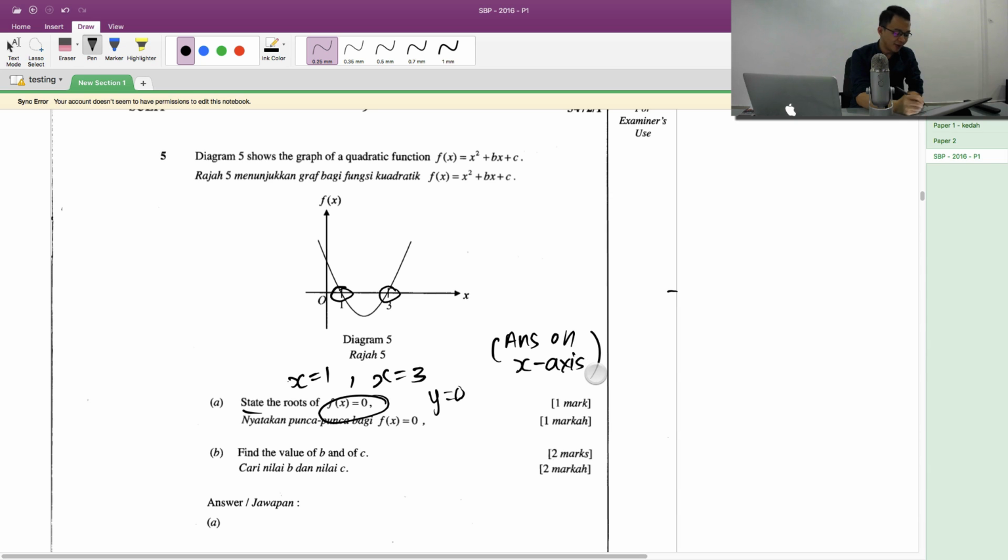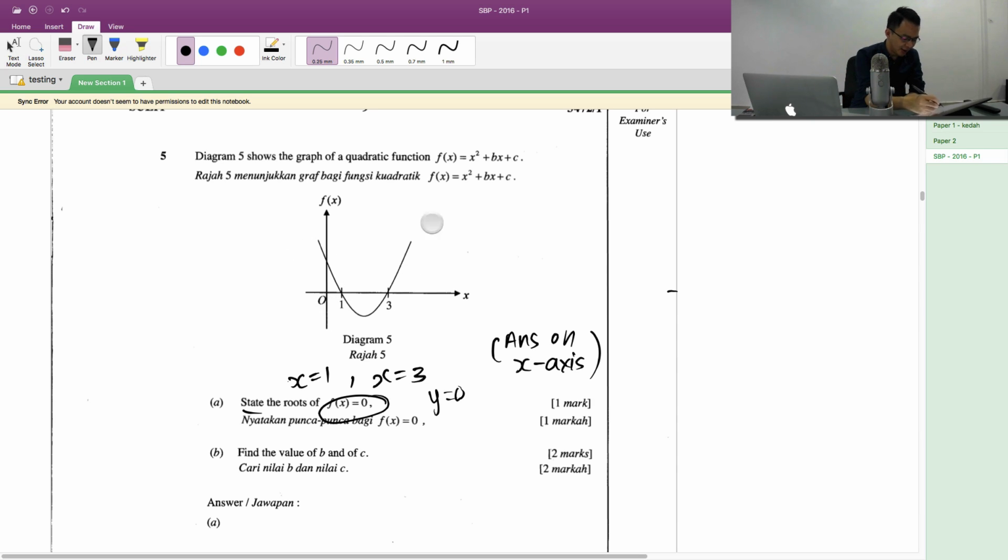Root always means the answer of x, so you can get the x-intercept. Alright, so find the values of b and c. In order to find b and c, you can do simultaneous equations. I mean, substitute the coordinates into it, I guess.